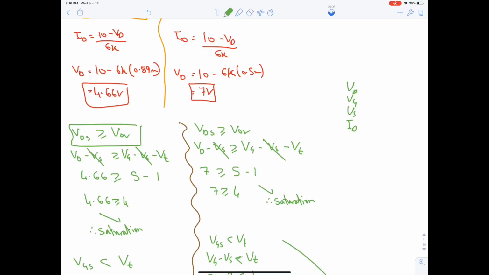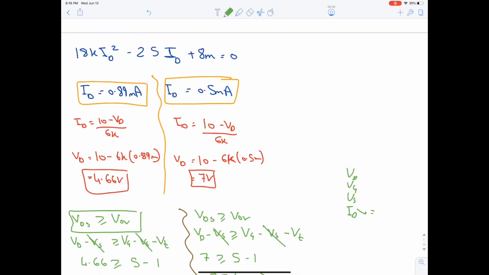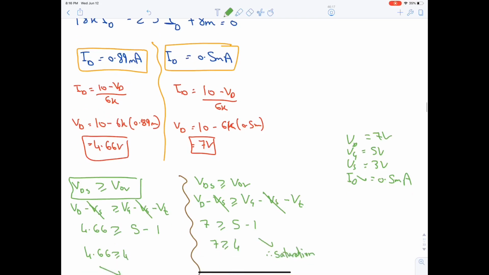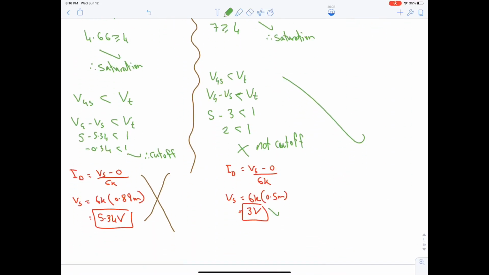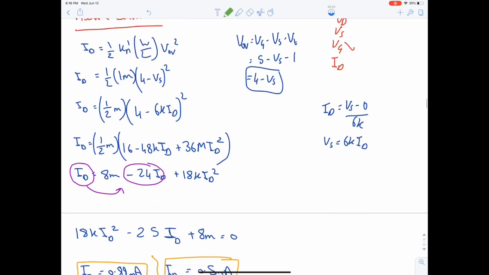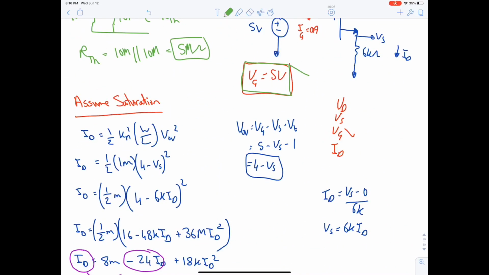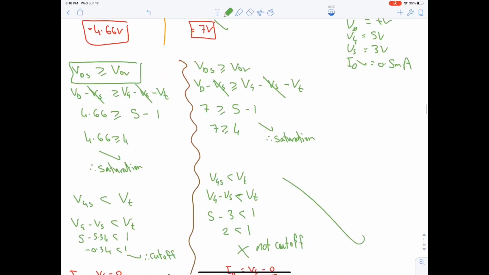ID is 0.5 milliampere. VS is equal to 3 volt, VG is 5, VD is 7 here. VD is 7, VS is 3, and VG is 5. It's a constant number. It doesn't depend on saturation or cutoff. Okay, we're done with this question.